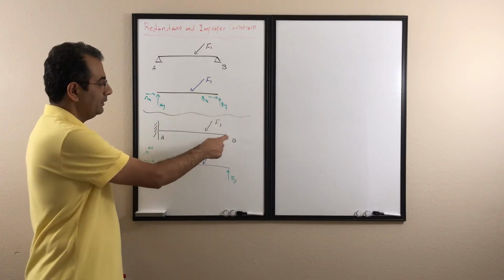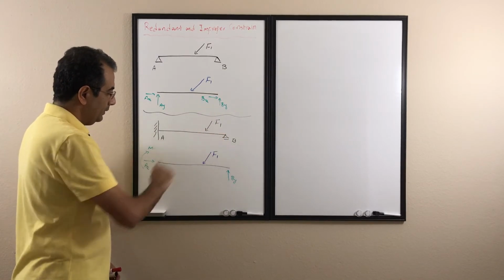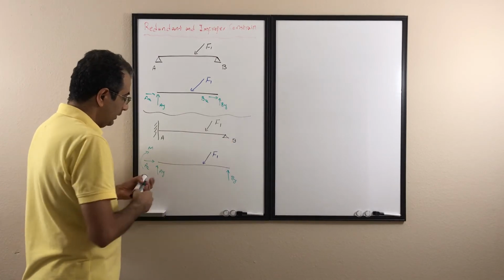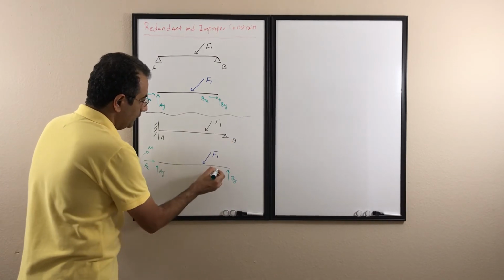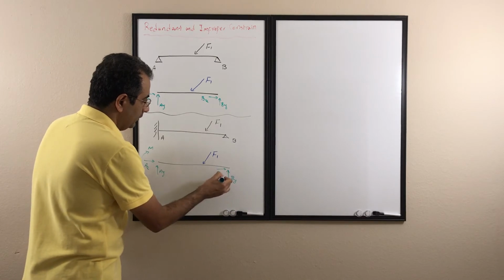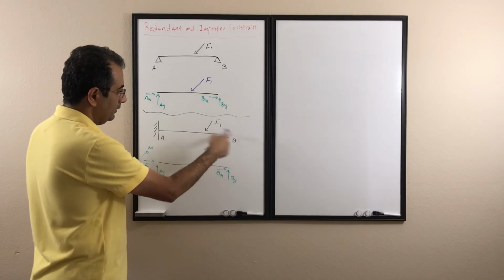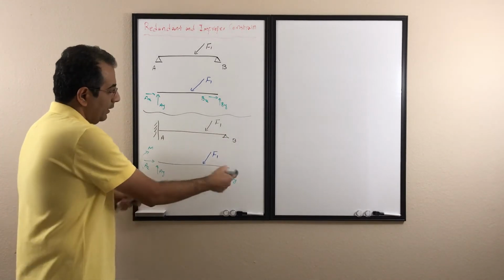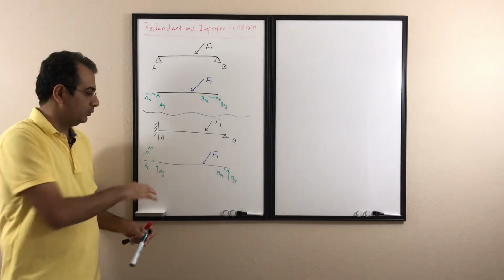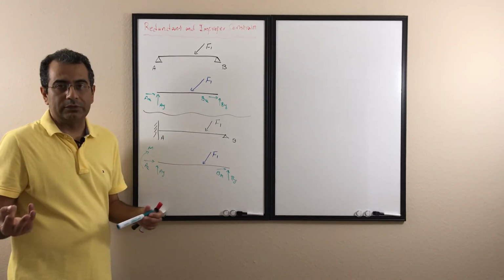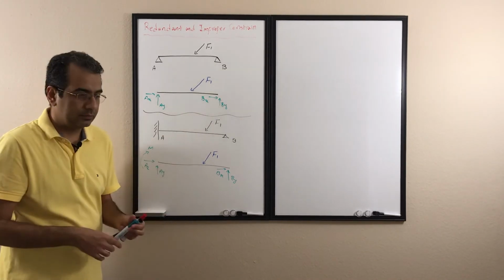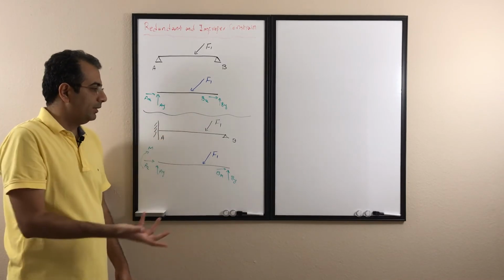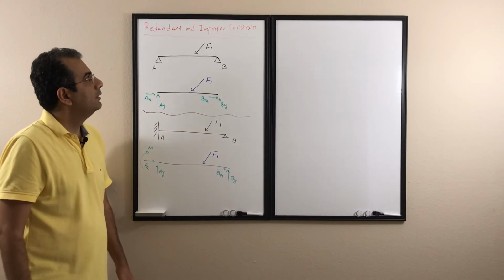For example, if instead of having B as a roller, I replace it with a pin, then I'm going to have another component here, Bx, because if it's a pin, then it doesn't let it move in the x direction either. This time I'm going to have 5 unknowns, so it's even going to get worse. Still I have 3 equations and 5 unknowns, so I cannot solve it. So in any case where I have more support than I need, I'm going to have a redundant constraint.